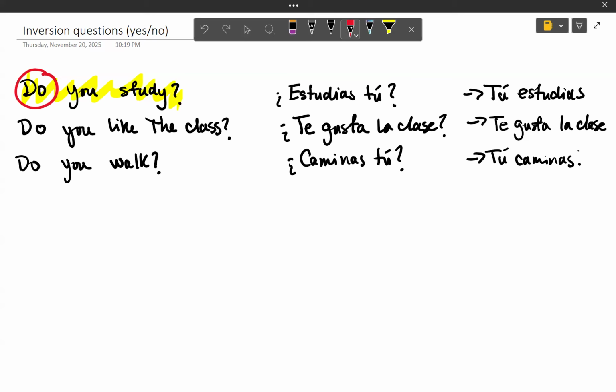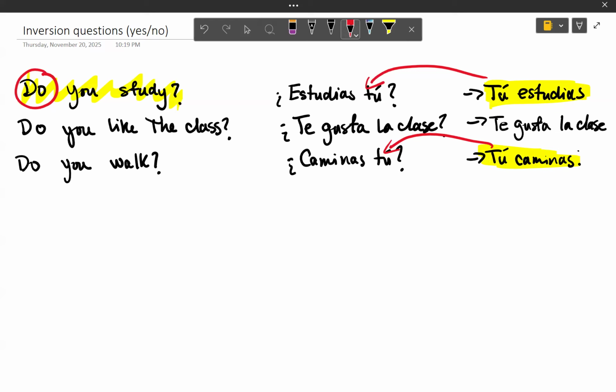It's actually much easier in Spanish because all we do, so the statement would be tú estudias, you study. To transform that into a question, do you study? We're just going to flip the words around. Estudias tú. That's it, right? Down here, when we say tú caminas, you walk, to ask the question, do you walk? We're just flipping the words around. Do you walk, right? Caminas tú. That's all we do. So when you see inversion questions, don't overthink it. Just take the two words, flip them, and you have an inversion question.